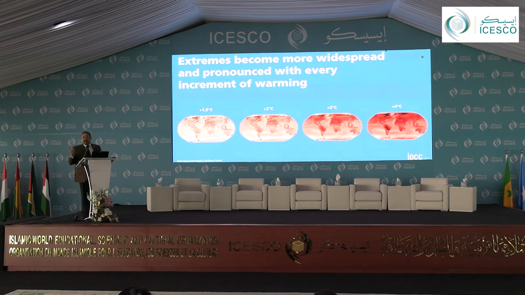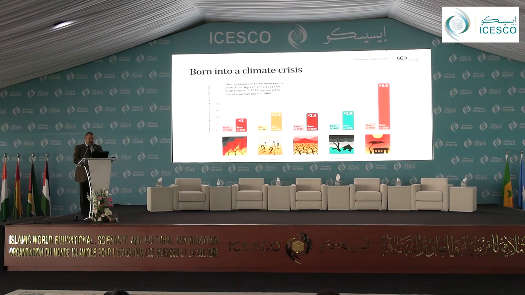There are some scenarios, like people are talking about the 1.5, which is far-fetched, but we are trying. The 2C is the most common. 3 degrees and 4 degrees are disasters that we don't even want to talk about. But look at this: people who were born in 1960 versus people who were born in 2020. See their exposure to climate crises. See the difference between these two generations when they are exposed to fires, crop failure, droughts, sea level rise, and on top of all, heat waves.